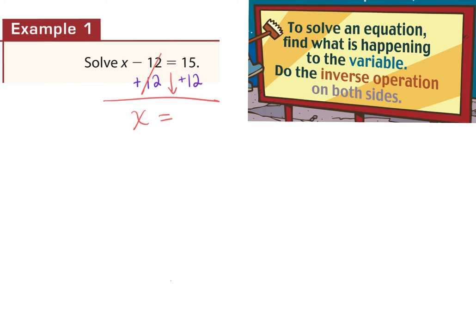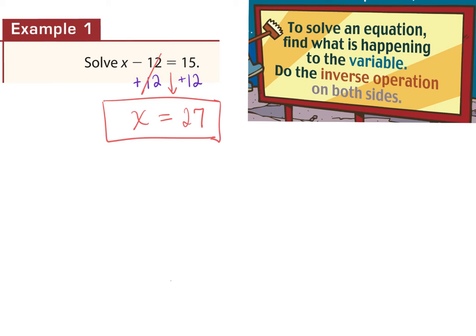Then you're just going to do what it says. We have 15 plus 12. X equals 27. The nice thing about equations is you can always check them. You have told me that your answer is 27. You're saying x equals 27.